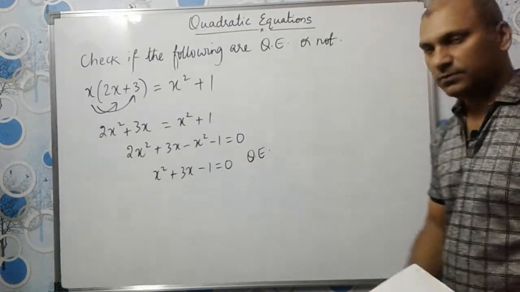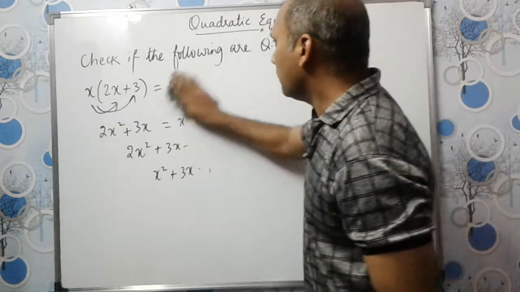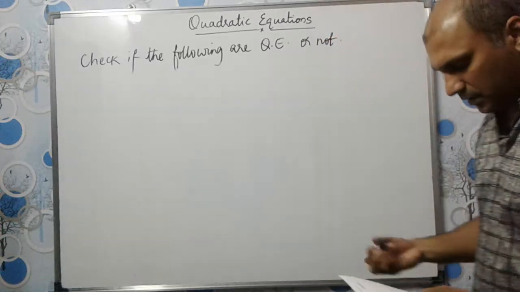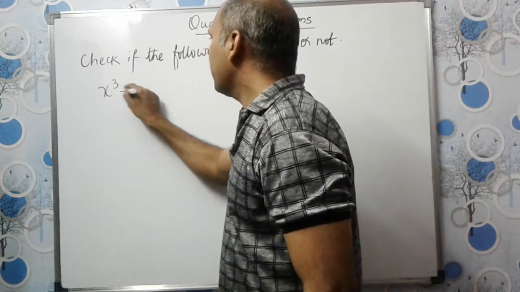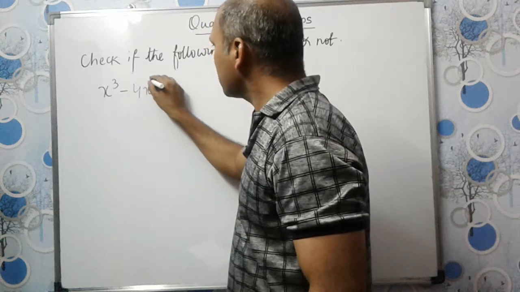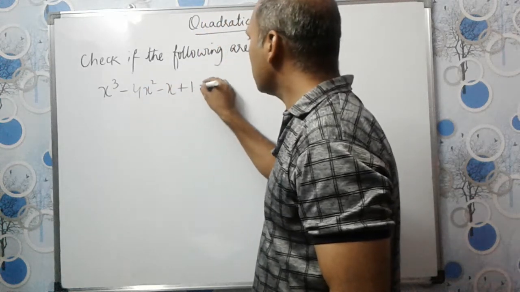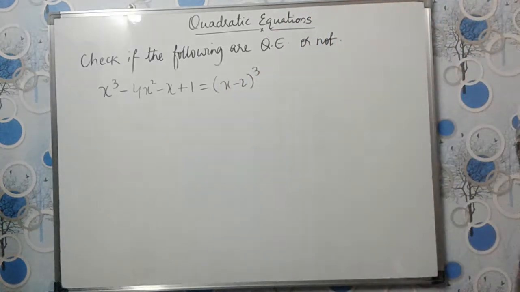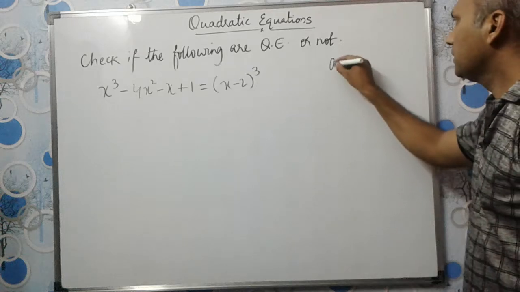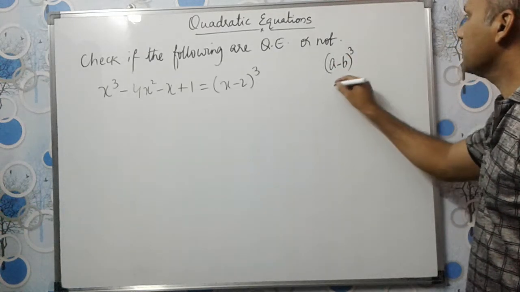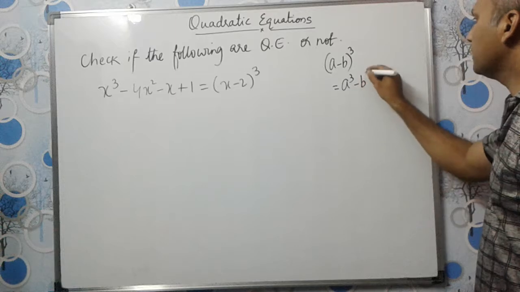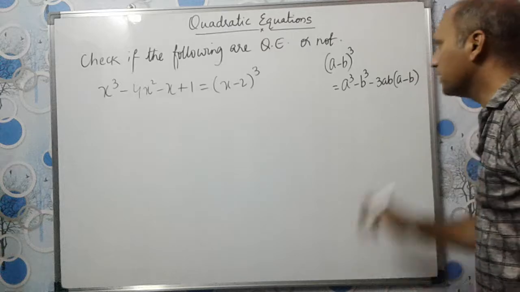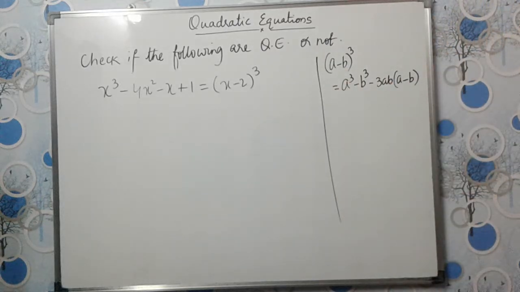All right. Okay, now I'll do one last problem and let us end this video. We have x cube minus 4x square minus x plus 1 is equal to x minus 2 whole cube. See, a minus b whole cube formula we should use here. What is a minus b whole cube? It is a cube minus b cube minus 3ab multiplied by a minus b. This is the formula.